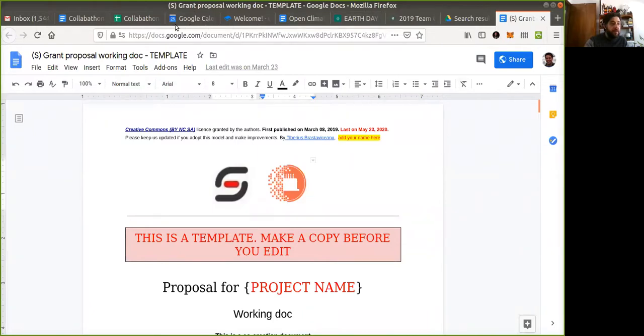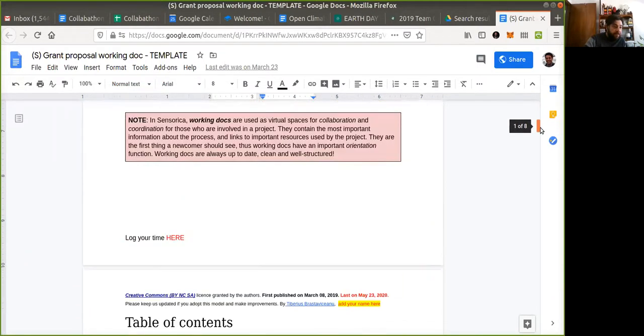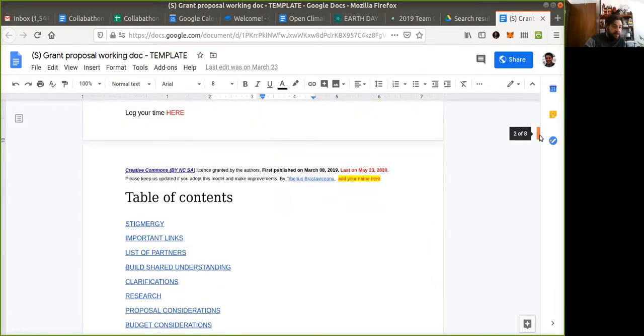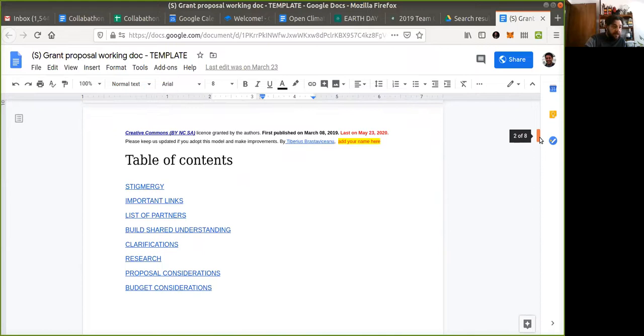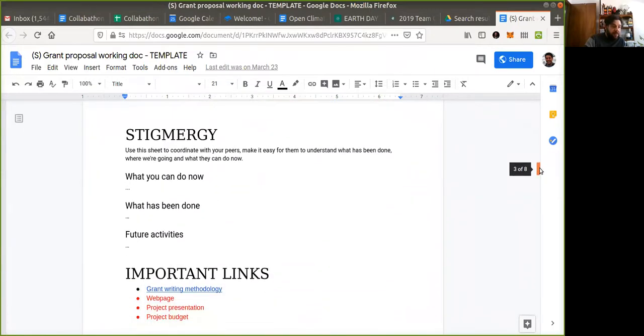Yeah, sure. So here's an example of how we write a document. This is a template for a grant proposal in Sensorica. People start with a template, just to see how we organize. We use it because it makes it more efficient, and because we want to have the same look and feel, some uniformity. So the first section in the template is about stigmergy. We'll see what that is, and then it's about building this one brain, right? So stigmergy is just people dropping here and filling up these spaces.